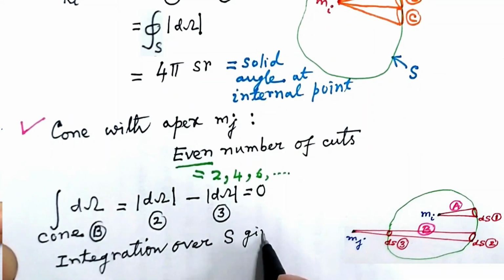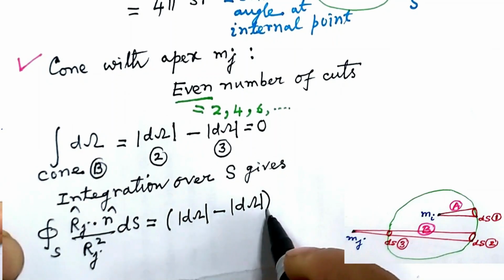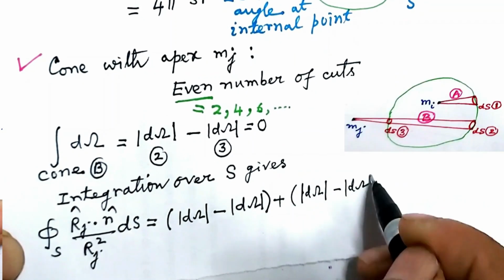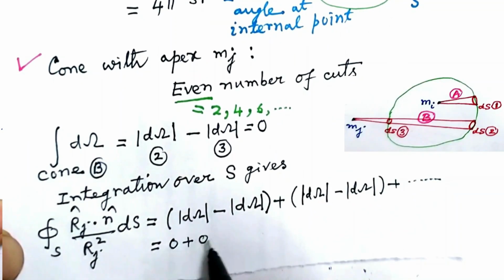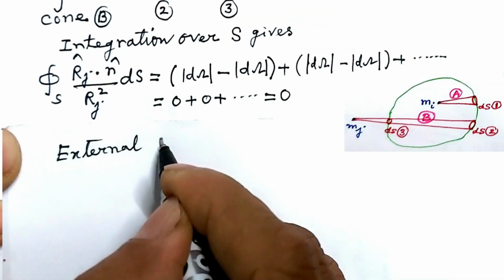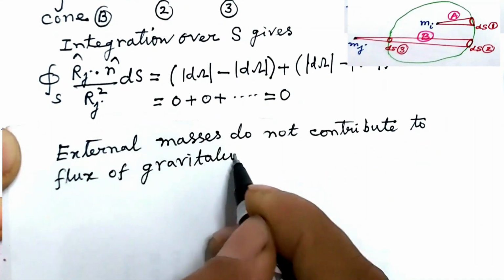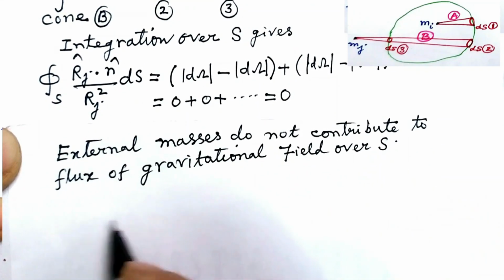Integration over S gives, we write the contribution of each such cone like the cone B, and clearly it is 0. So the cone starting at the external mass mj does not contribute. Clearly the external masses do not contribute to the flux of gravitational field over S.